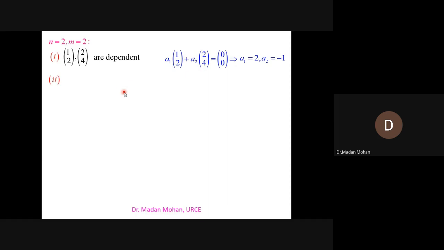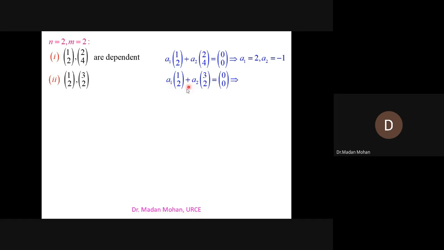Next example. I have taken two vectors. One is (1, 2), the other is (3, 2). Now I want to check this from the definition. a1 into (1, 2) plus a2 into (3, 2) equal to (0, 0). It means a1 plus 3a2 equal to 0 and 2a1 plus 2a2 equal to 0. I need the a1, a2 values. We try for non-zero values.